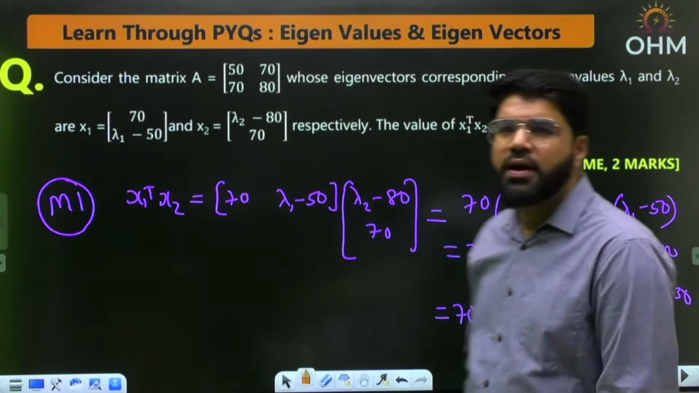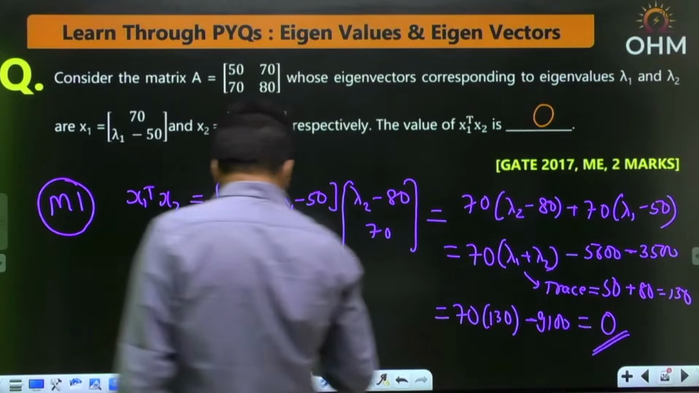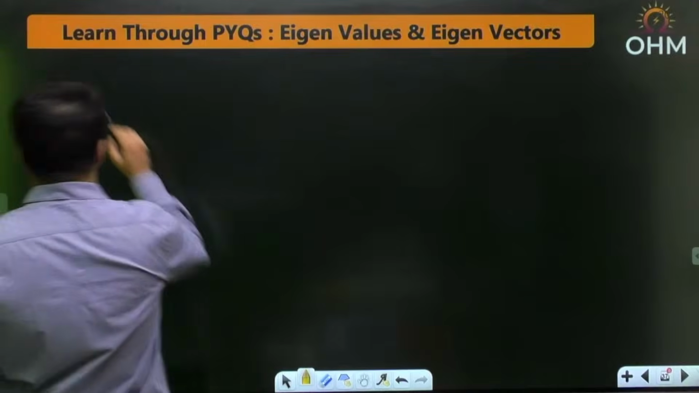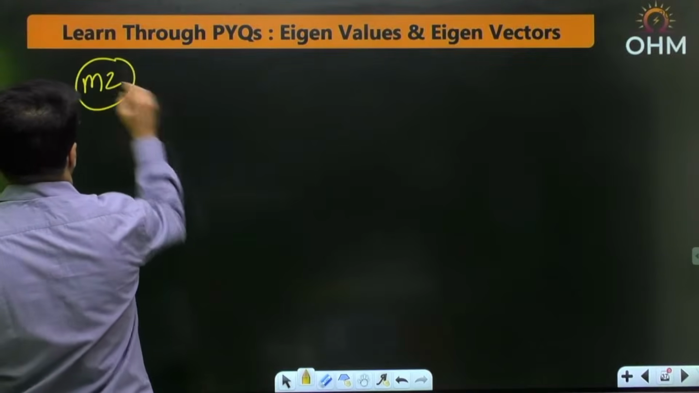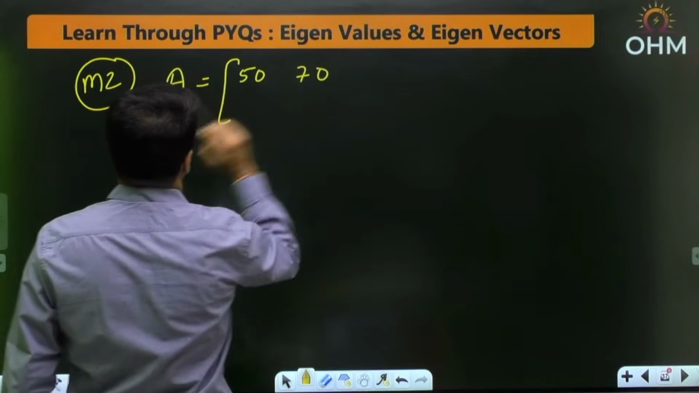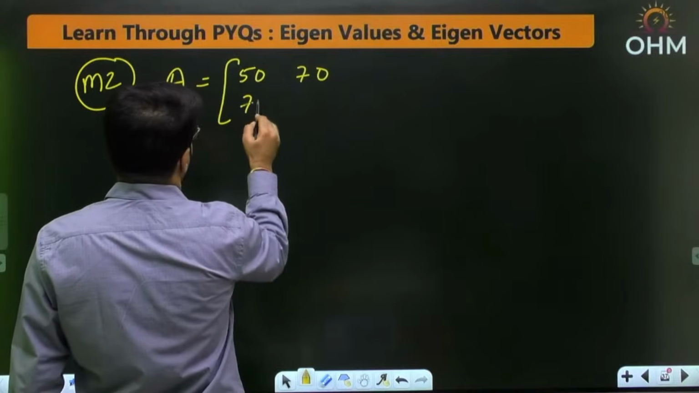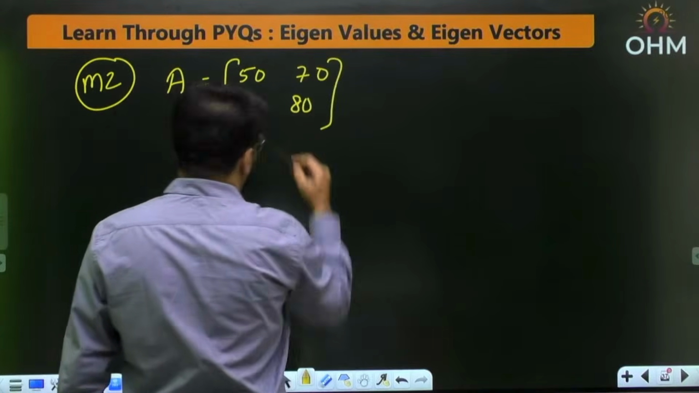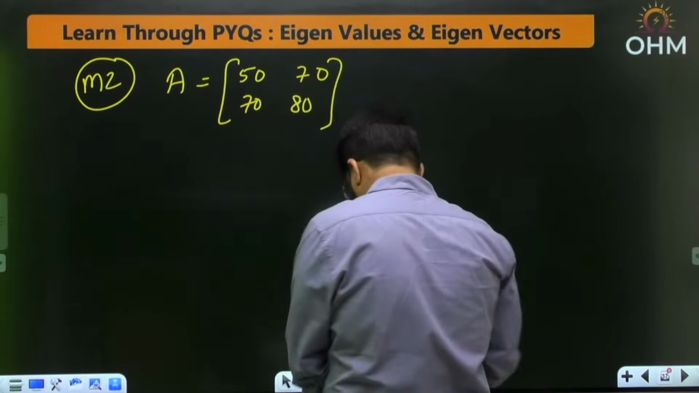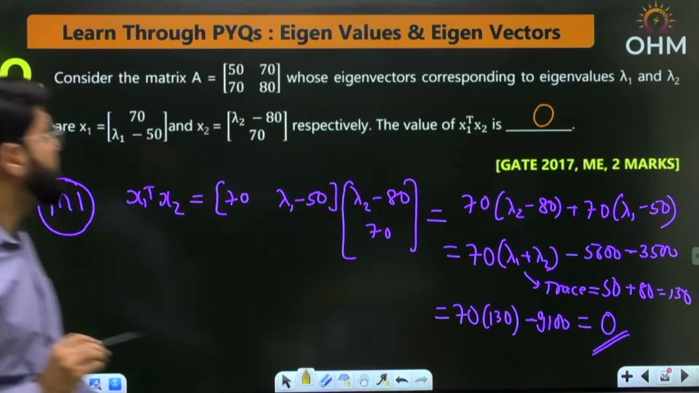So this is method number 1. Now have a look at the matrix, where I will now discuss method number 2. What is the type of the matrix? [50, 70; 70, 80].